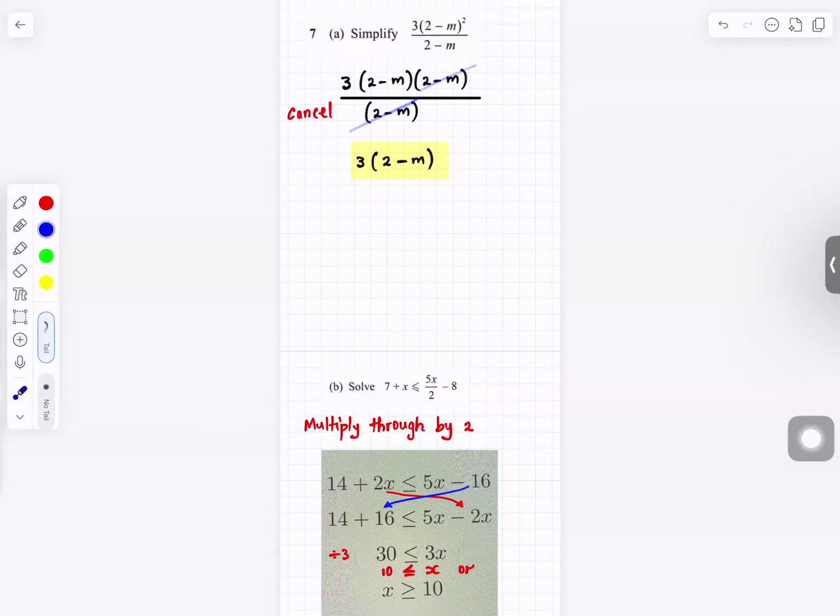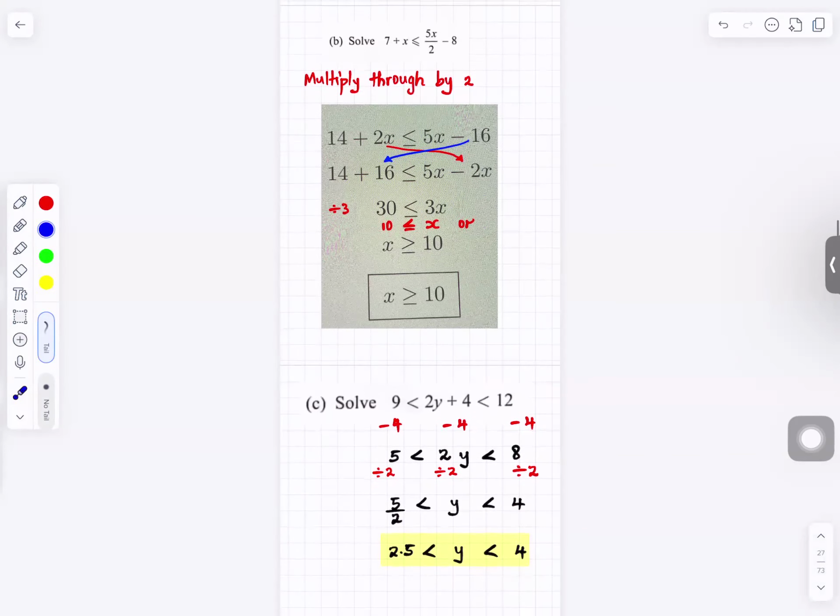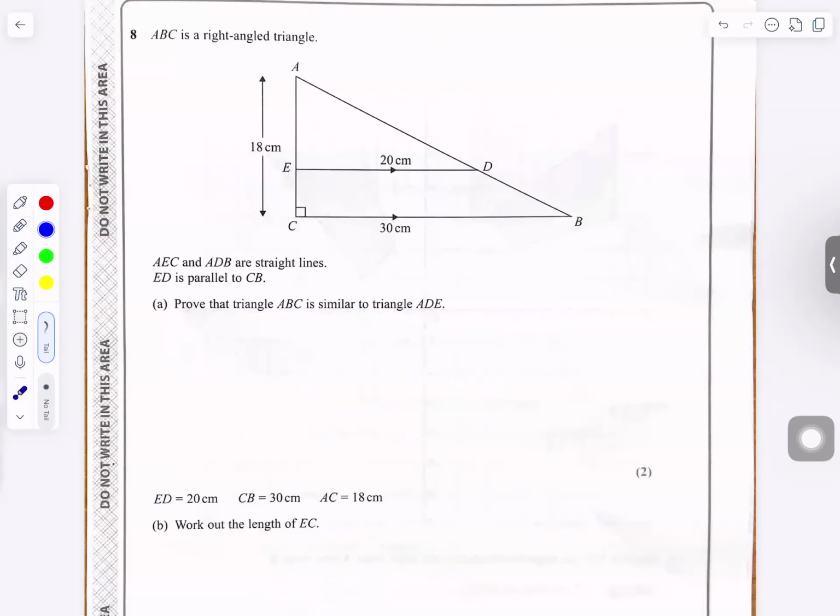That's number 7A, and then 7B and C. Question number 8.